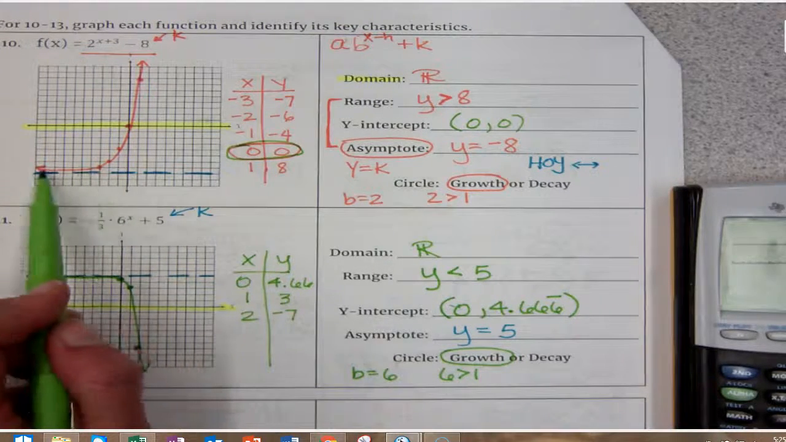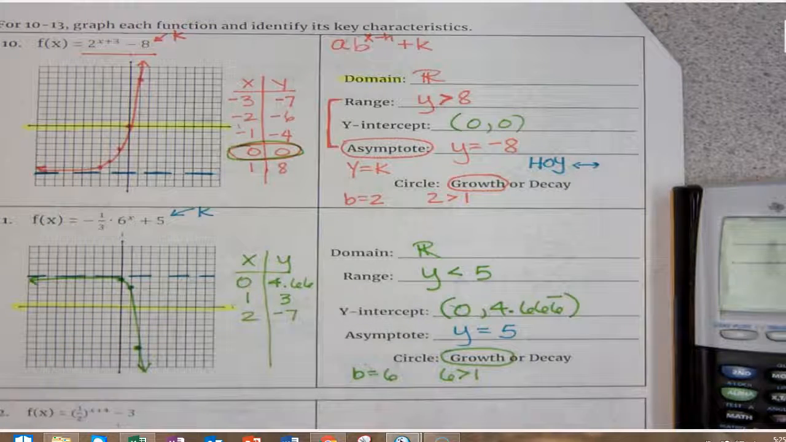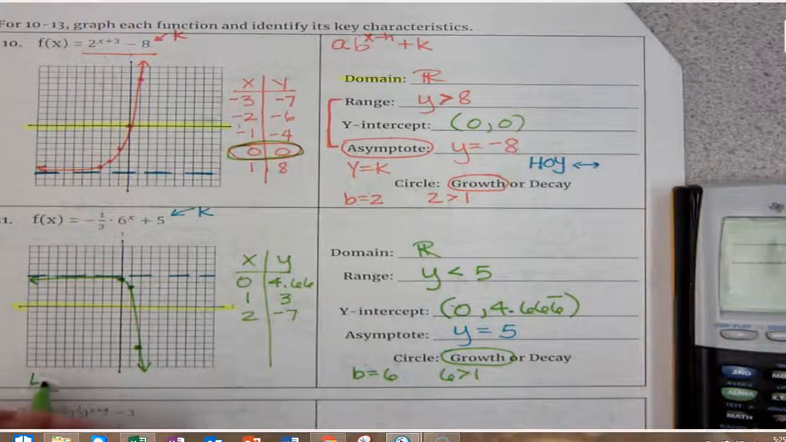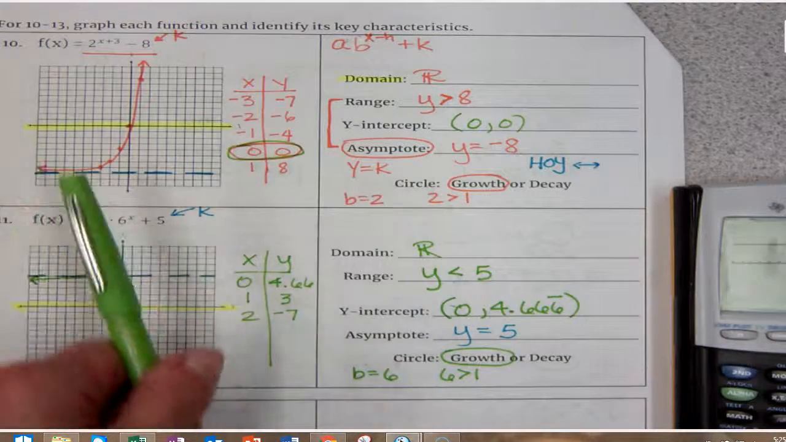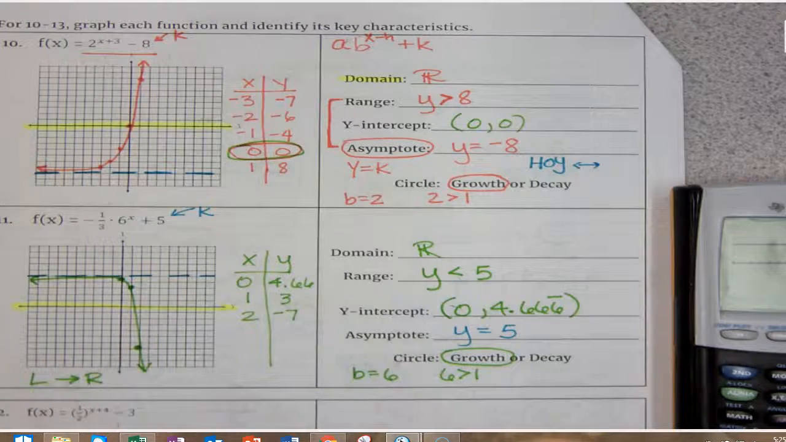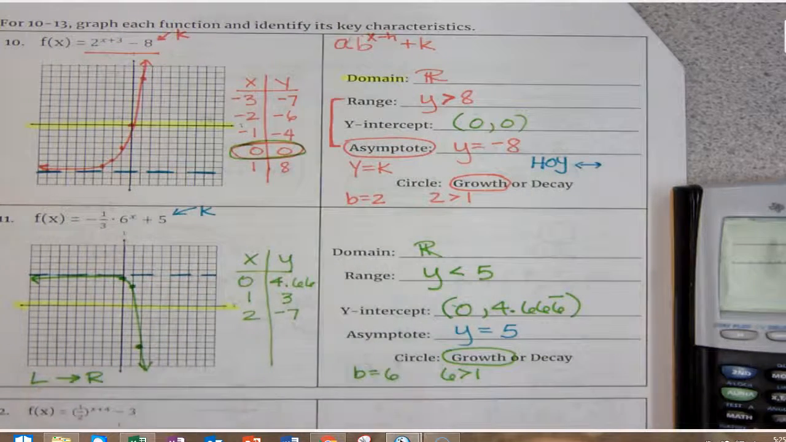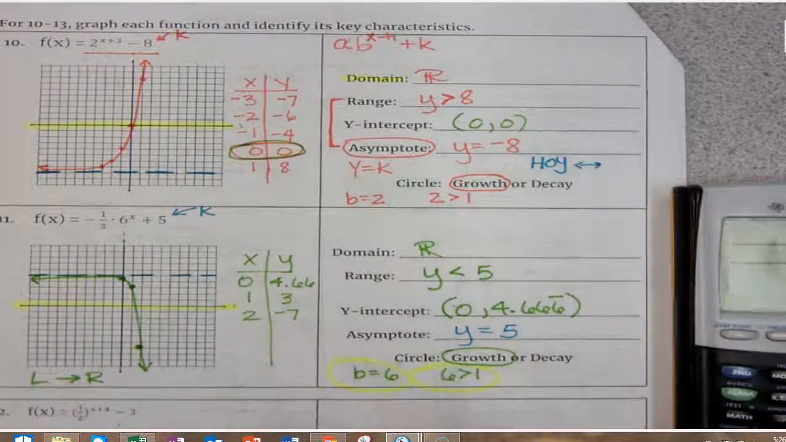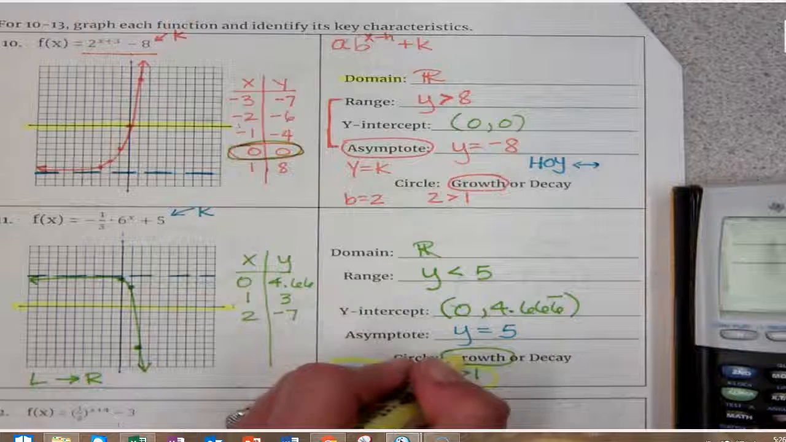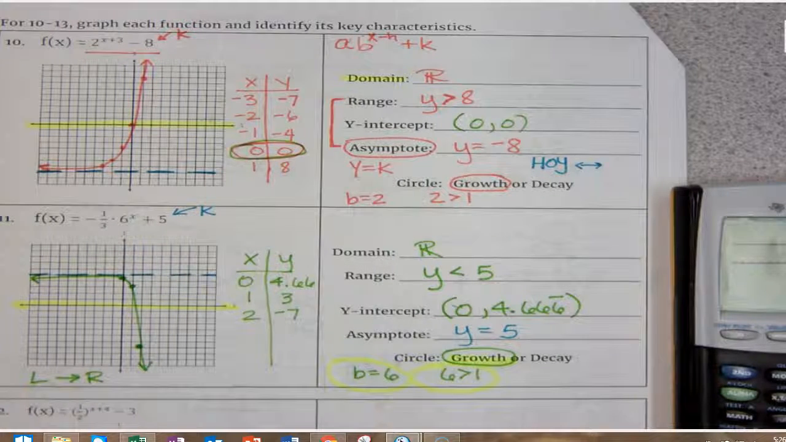It doesn't bottom out below. So it's from left to right. Remember, we read from left to right. It is increasing at a negative pace. So all you need to know, if that's confusing to you, is you look at your b. Is your b greater than 1? If your b is greater than 1, then it's a growth. Okay? All right. Here we go.